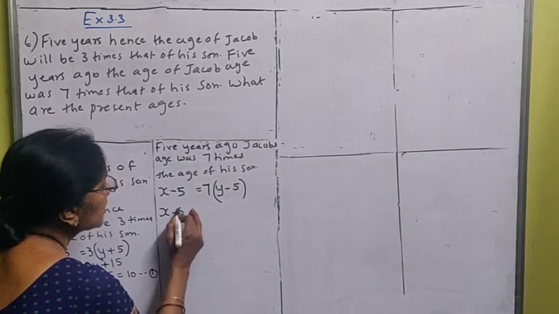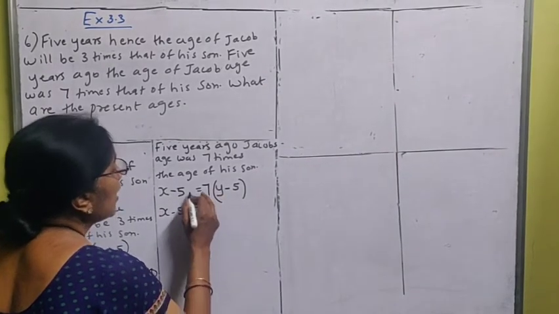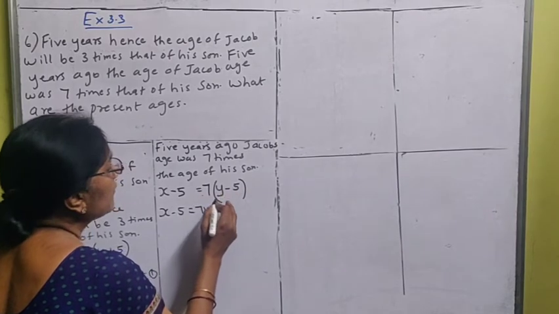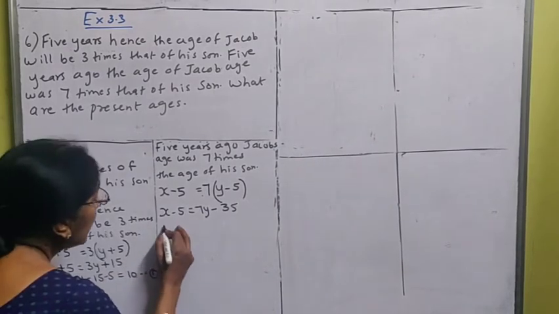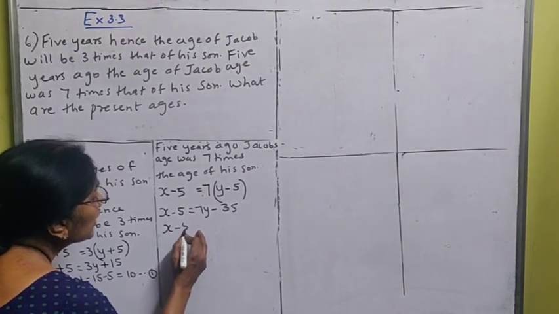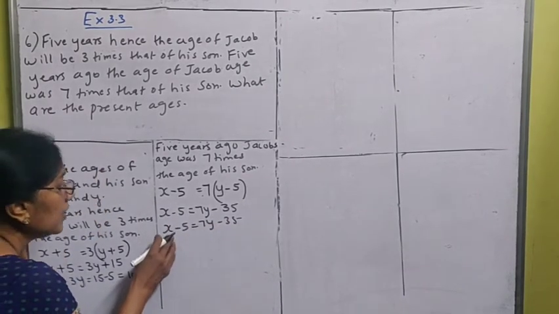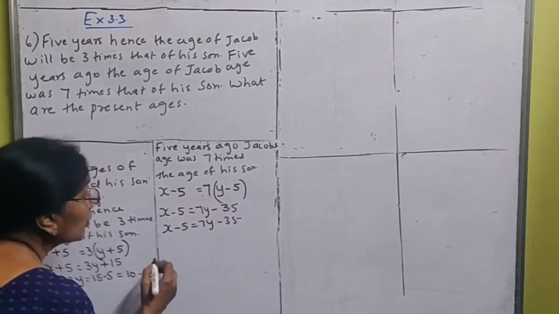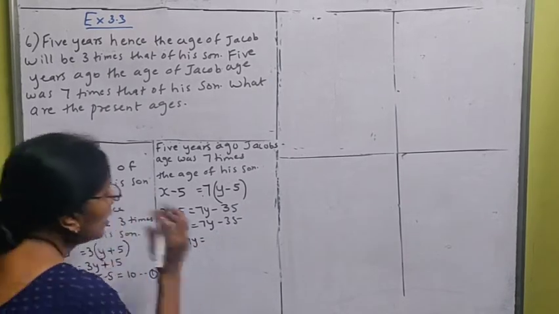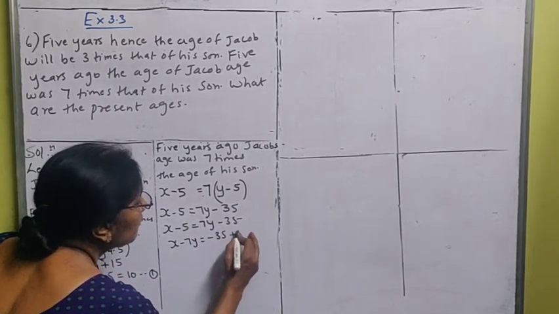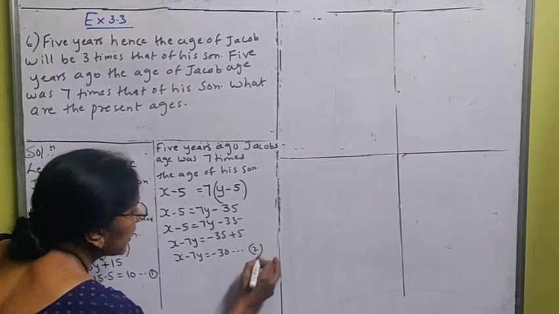One more equation. x minus 5 is equal to, remove from the bracket, 7 into y is 7y, then minus 7 fives are 35. Let it be like that. So x minus 5 is equal to 7y minus 35. Now 7y you bring to the left hand side, 5 you take to the right hand side. So x minus 7y is equal to minus 35 plus 5. So x minus 7y is equal to minus 30. This is your second equation.